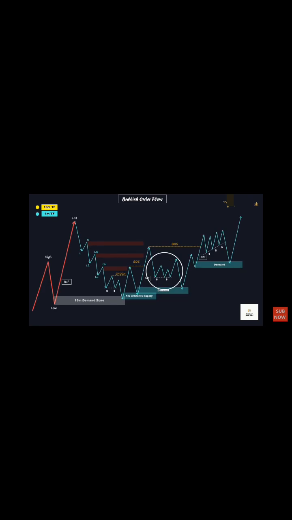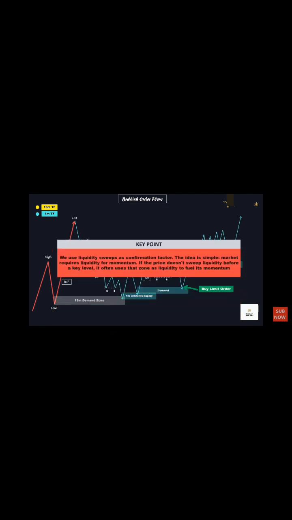After the creation of the liquidity zones above the demand zone, we can now set a limit order in the demand zone. This is because we have a very strong confirmation factor if the price sweeps the liquidity zones that form above the demand zone before tapping into it. Recognizing a liquidity sweep pattern before the price reaches our point of interest is crucial. This pattern confirms the strength of our supply or demand area. We use liquidity sweeps as a confirmation factor. The idea is simple. Market requires liquidity for momentum. If the price doesn't sweep liquidity before a key level, it often uses that zone as liquidity to fuel its momentum.